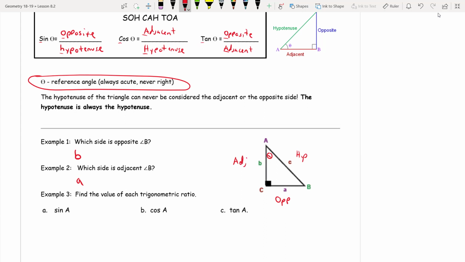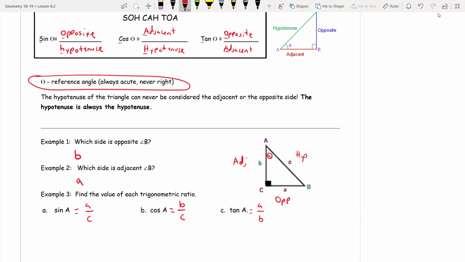Knowing that, our sine is going to be our opposite side A over our hypotenuse C. If I'm doing cosine, that's my adjacent side B over my hypotenuse C. And then my tangent is my opposite side A over my adjacent side B. That's really all there is to this.